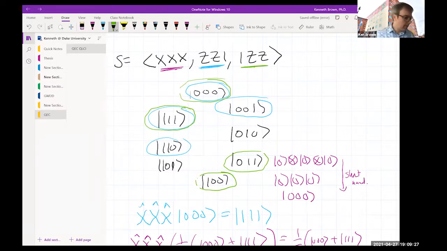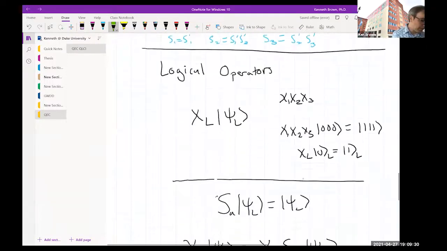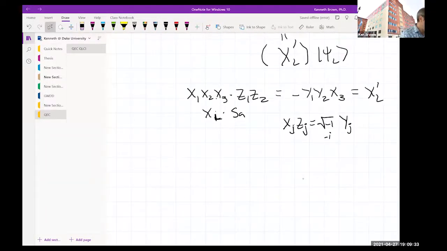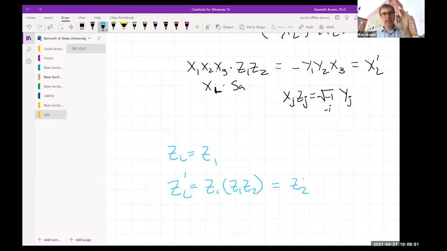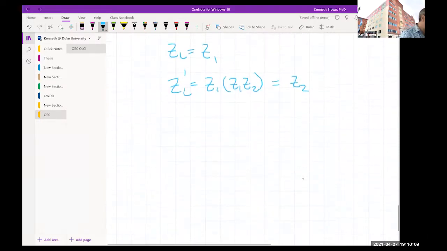Okay, so the other thing I wanted to point out with respect to our current example is that Z logical is Z1, but Z logical times some stabilizer is just Z2. So somehow in this code, any single qubit Z is the same as any other single qubit Z. And I think a good question is, what is a logical operator?